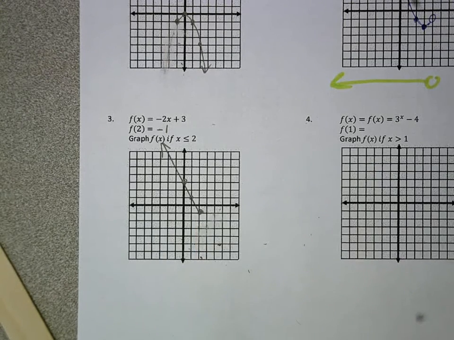Now does everybody see that even though we were saying x is less than 2, we're picking the smaller x's, our y's are actually going up? Does that make sense to everybody?